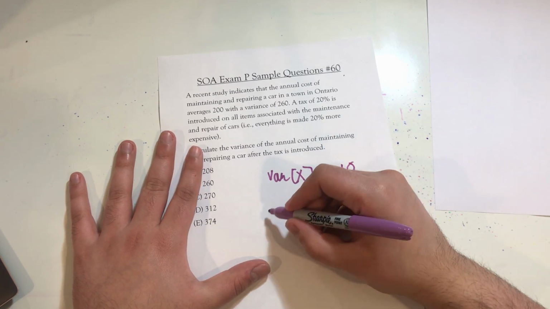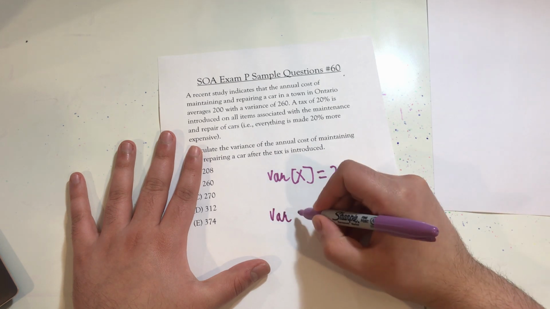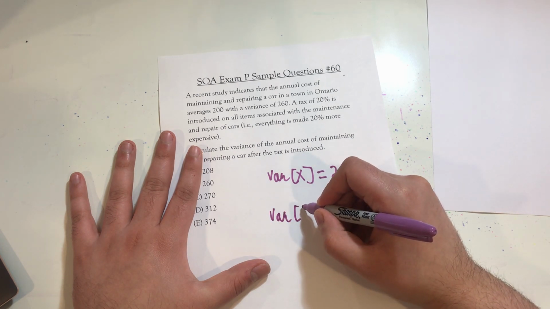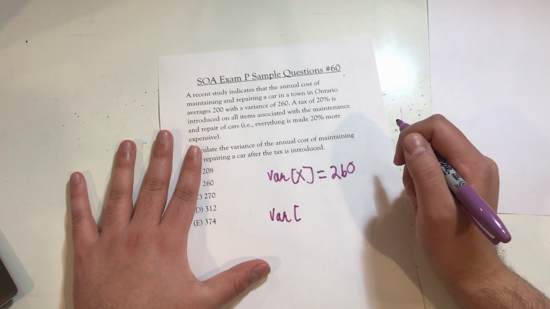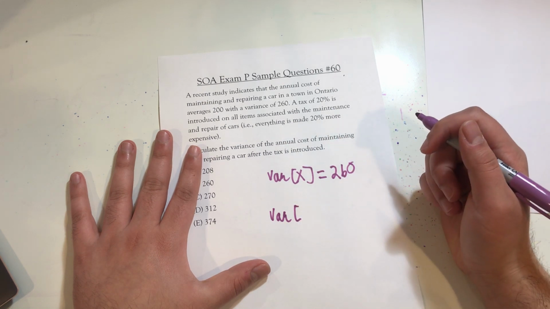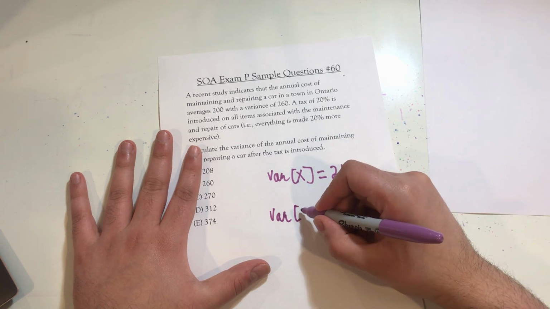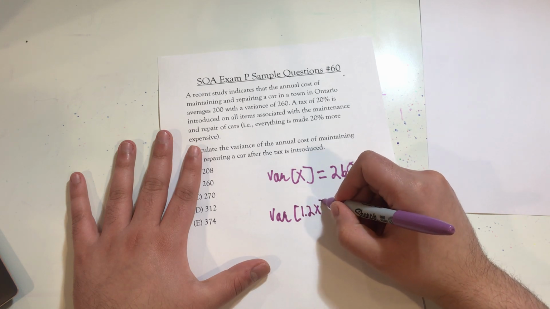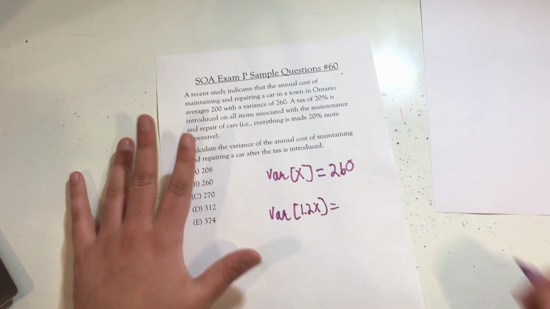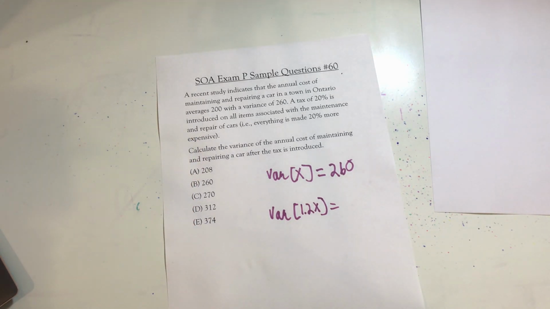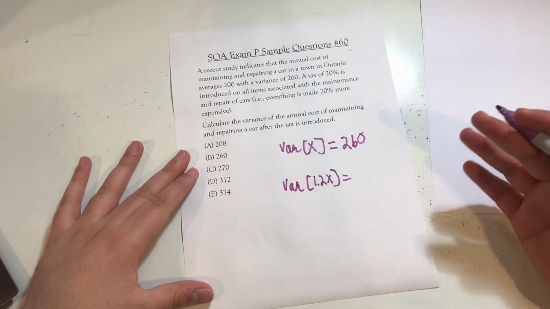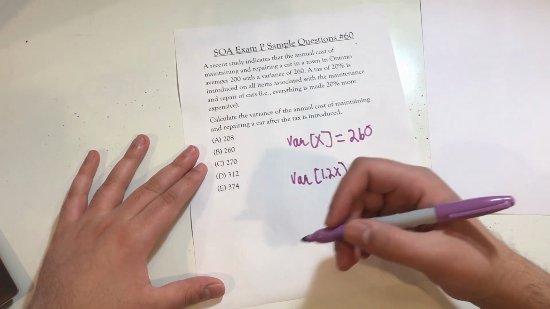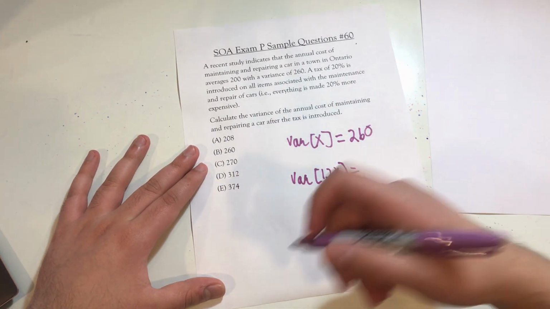And we need to find the variance of a 20% increase on this. So what would a 20% increase look like? That would be multiplying 1.2 to the X. Right? So we need to find this variance. I'm assuming all of you are familiar with doing a 20% increase. That's something you've been doing since middle school, I'm sure.